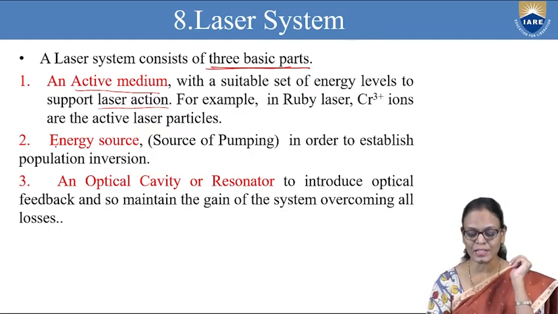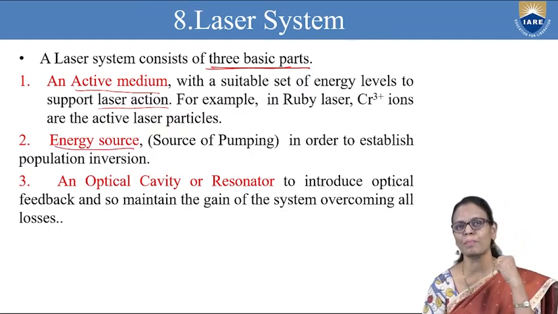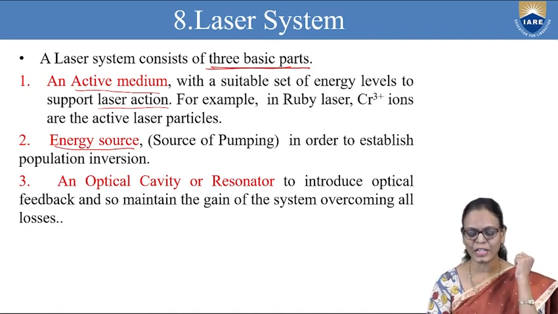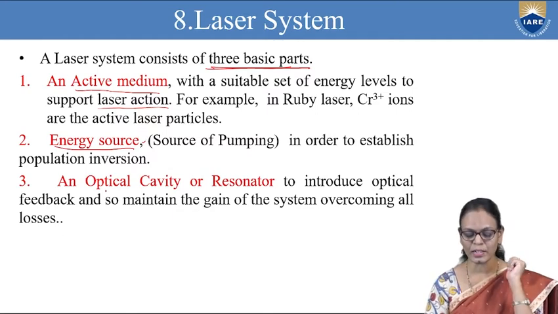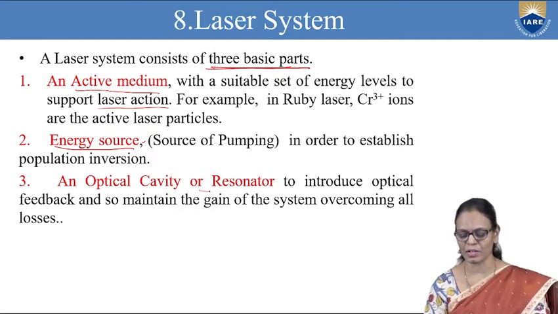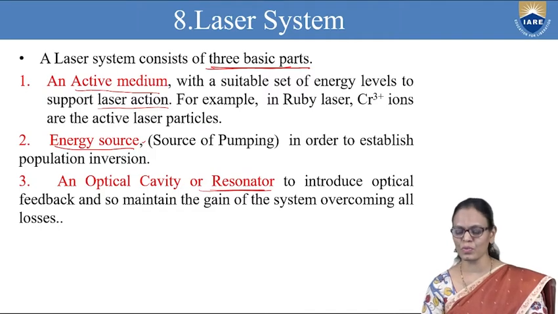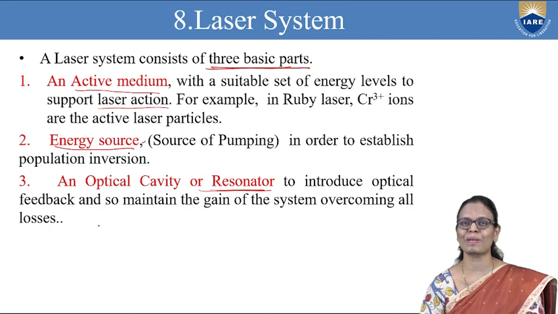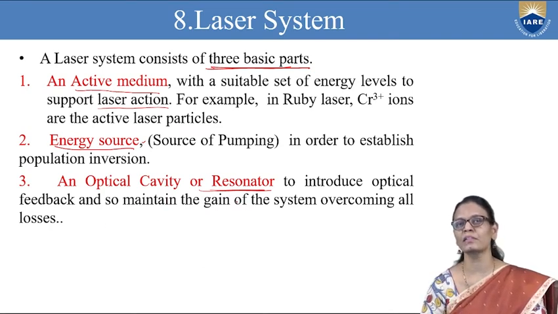And then energy source. What is the energy source for pumping? Pumping here represents the process of sending the atoms from lower energy level to higher energy level in order to get population inversion. So we need an energy source. And the third thing is an optical cavity or a resonator. This is used to introduce the optical feedback to maintain the gain of the system, overcoming all losses. So with the help of the resonating system, we maintain the gain in the system so that we get the laser.